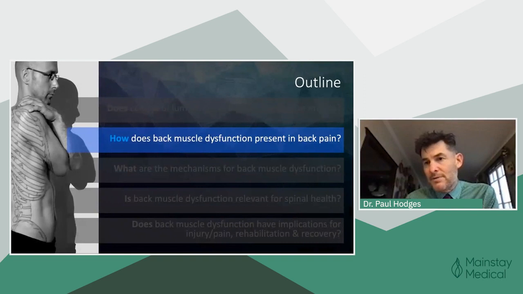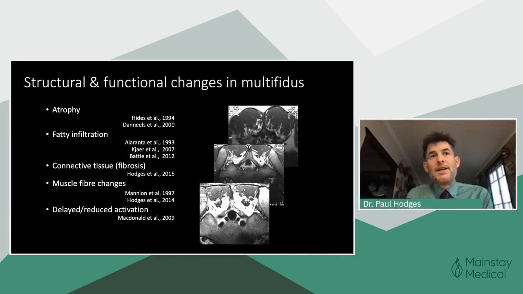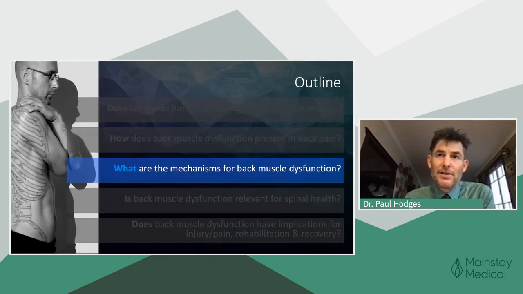So how does back muscle dysfunction present in back pain? There's been a phenomenal amount of research that suggests that there are changes in back muscle in terms of its structure and function. This is particularly the multifidus, but again, it's not only the multifidus; the most prevalent and most common changes are in that muscle. So there's atrophy, there's fatty infiltration, there's recent evidence of connective tissue changes such as fibrosis, there are muscle fiber changes, and there's delayed and reduced activation.